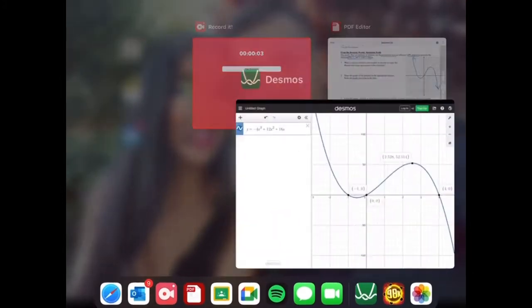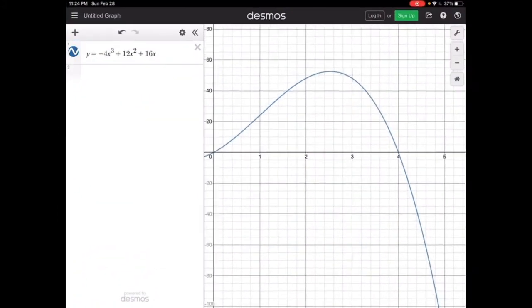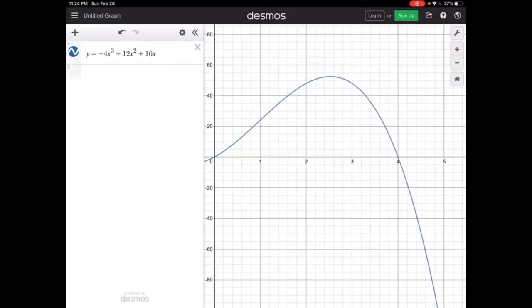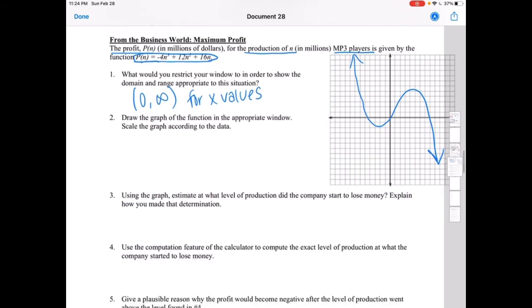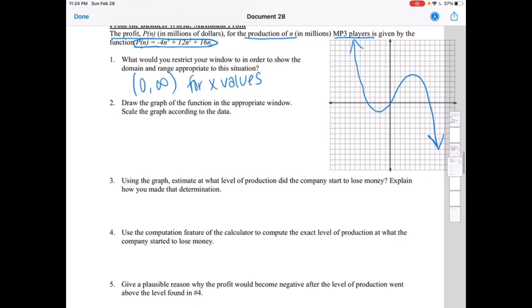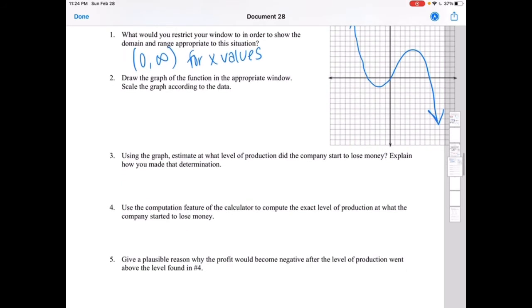So again, we can't really look at the negative side. We have to limit it from 0 to infinity because you can't make negative objects. That's just not a thing. Just like negative time, that doesn't exist. So we're looking at this interval, and this is again for my x values. It asks us to draw the graph, and I just drew a rough sketch of it already, so that's all you need to put there.